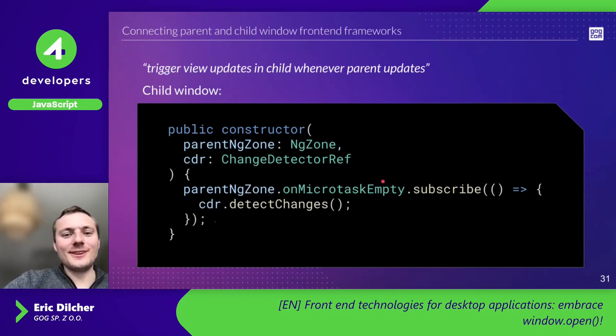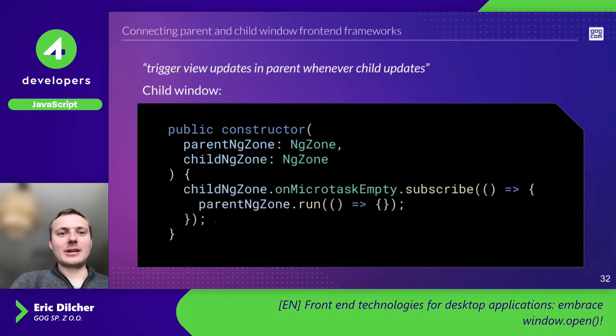So how does ngZone tell us when change detection happens? Well, if you dig into the documentation and you read a bit, you'll discover that change detection will happen whenever this event fires. The onMicrotaskEmpty observable will emit an event. At this point, I don't remember if it emits after or before change detection happens, but every time change detection happens, it will trigger this event. And we simply subscribe to this observable, and we manually trigger change detection in the child window. So this is updating the child window whenever change detection happens in the main window.